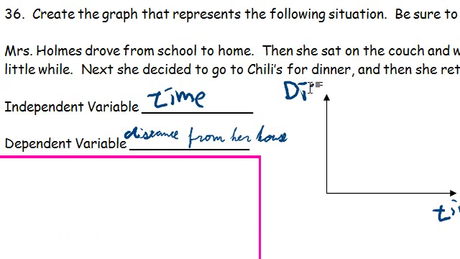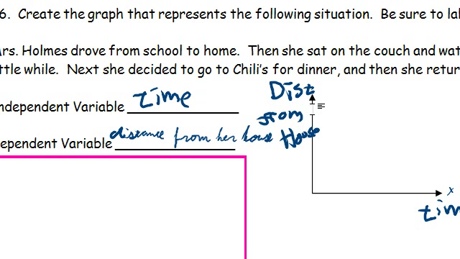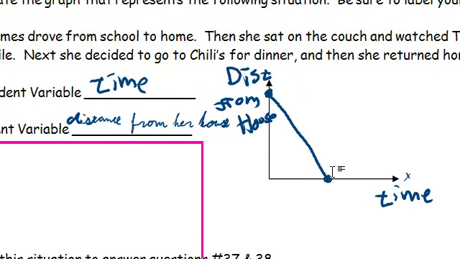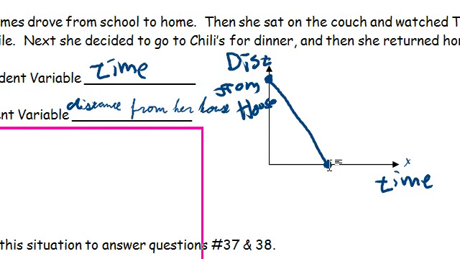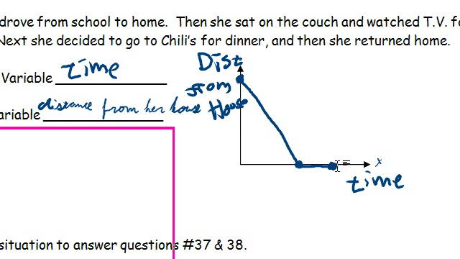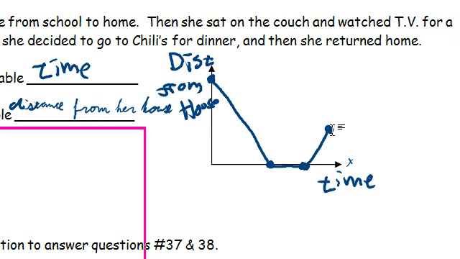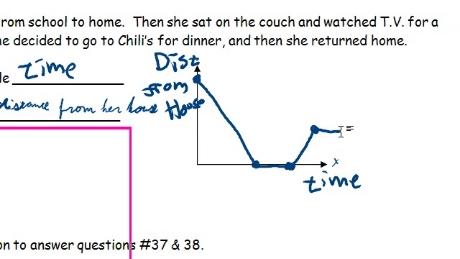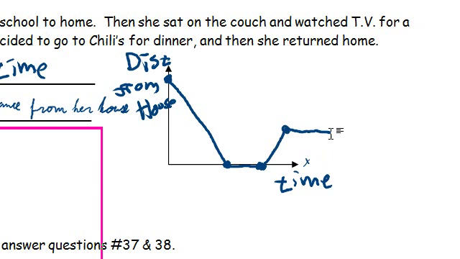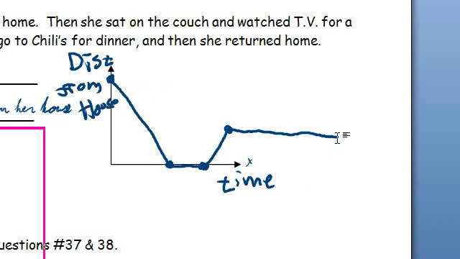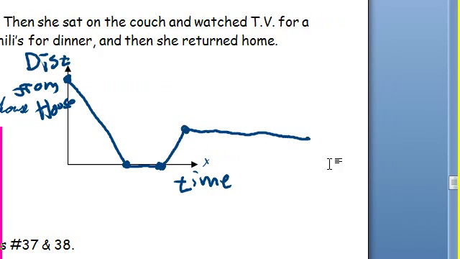I'll label it distance from house. So she started at school, then she drove home. So the distance from her house decreased all the way to 0 because she got home. Then she sat on the couch for a little while. Then she got hungry and went to Chili's. Get her some of those baby back ribs with barbecue sauce. Alright, let's say she had a really long dinner. Ooh, real long, yep. Miss Holmes made it a long night at Chili's.